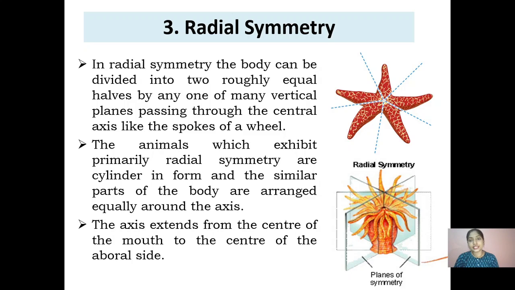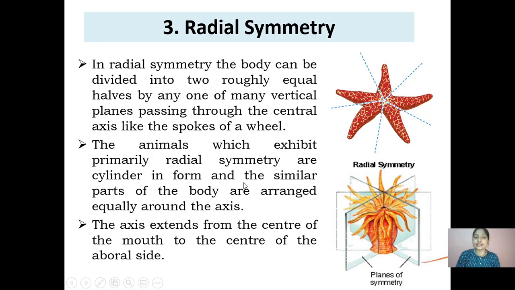In radial symmetry, the body can be divided into two roughly equal halves. Why I'm saying roughly equal is because in the very beginning I told you the very concept of symmetry is approximate. So therefore here in radial symmetry the body can be divided into two roughly equal halves by any one of the many vertical planes passing through the central axis, like the spokes of a wheel.